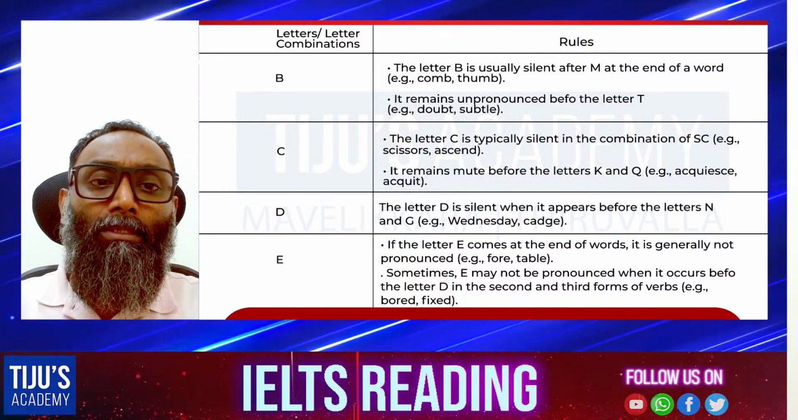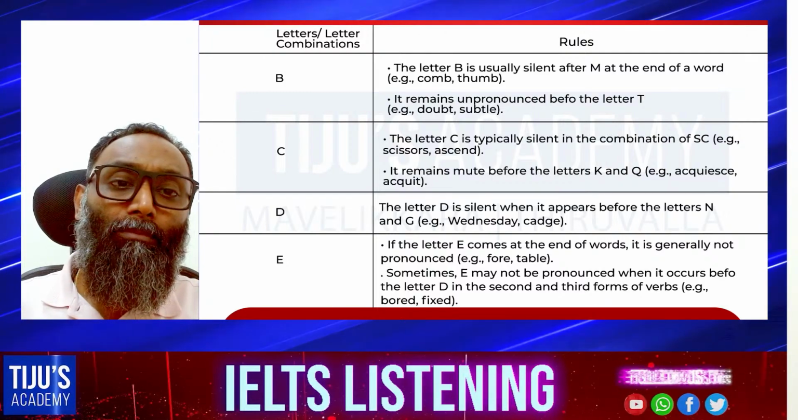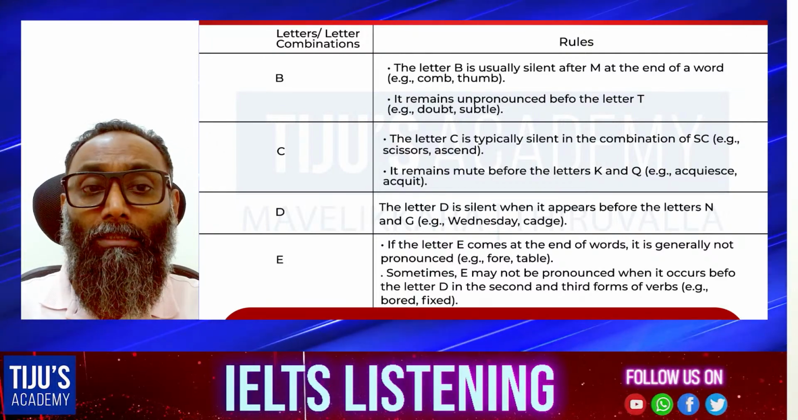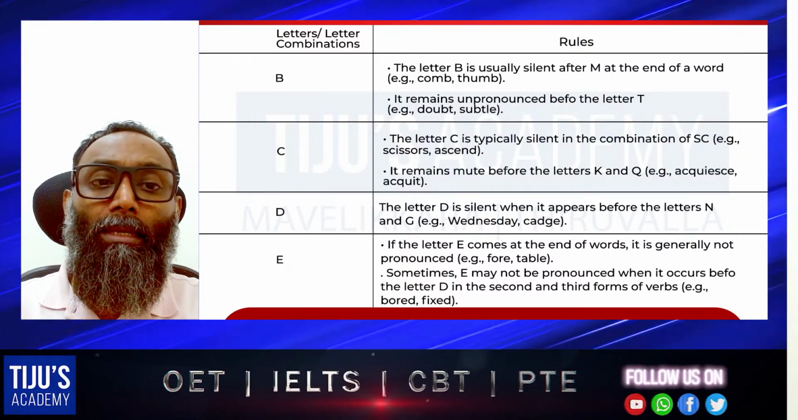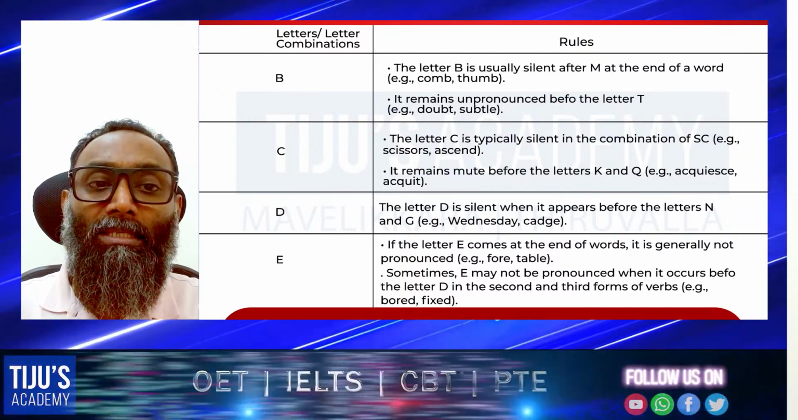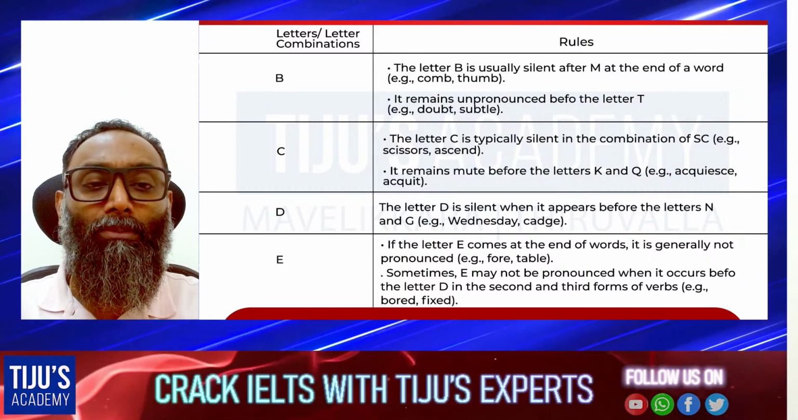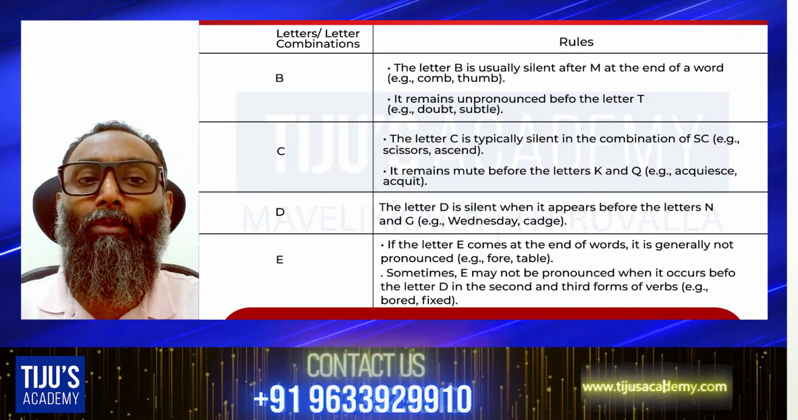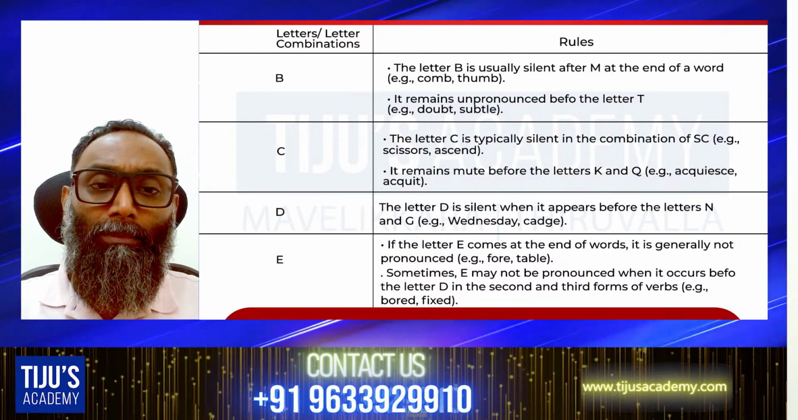It also remains unpronounced before the letter T. For example, if B comes before the T, as in doubt, we don't pronounce the B. And it's not subtle with a B, it's subtle. So B is silent, and S-U-T-L-E is what's pronounced here. The B is swallowed. We don't pronounce that because it's a silent letter.